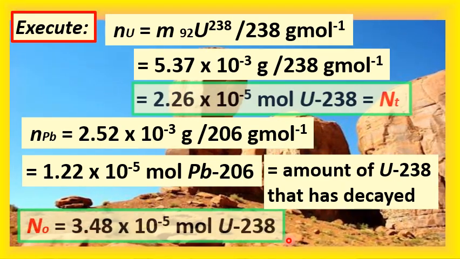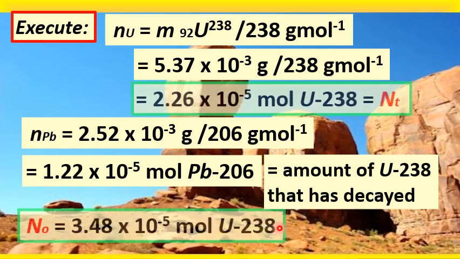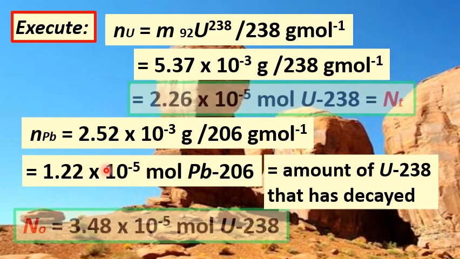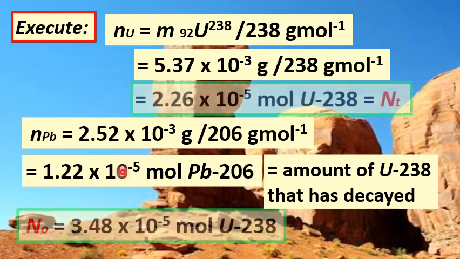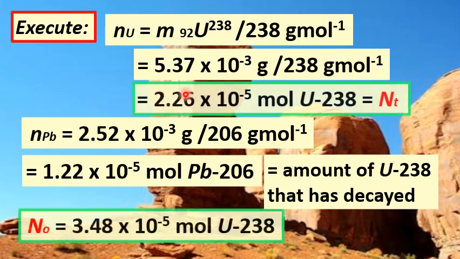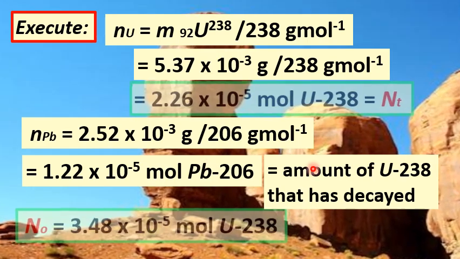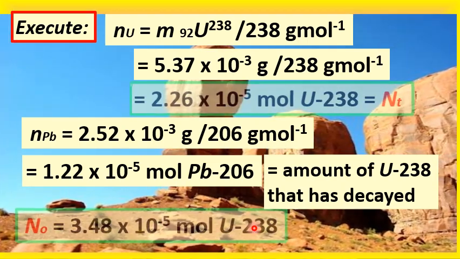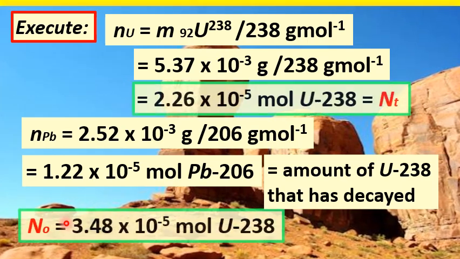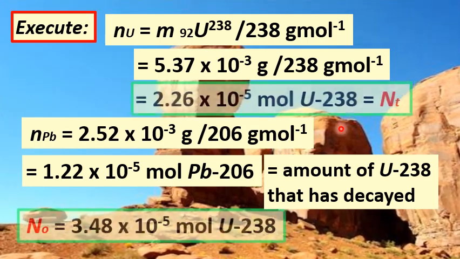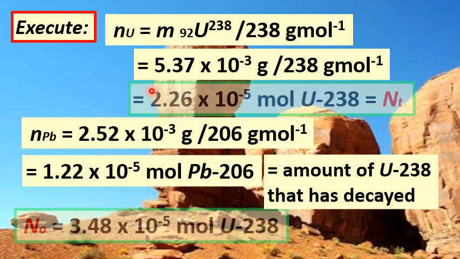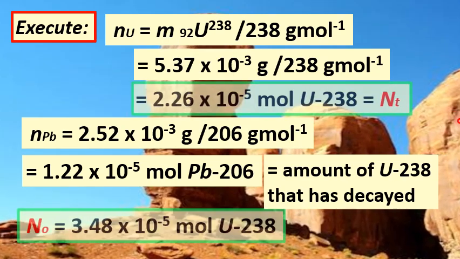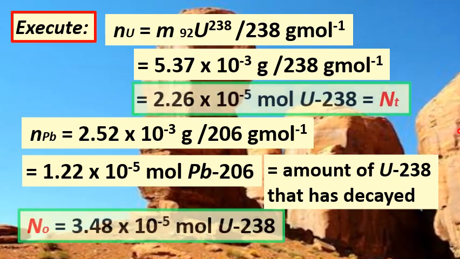And we got this simply by adding 1.22 times 10 to the negative 5 moles and 2.26 times 10 to the negative 5 moles. So we got 3.48 times 10 to the negative 5 moles of uranium-238, which represents the value for capital N naught, and 2.26 times 10 to the negative 5 moles, representing the value of capital N sub t.